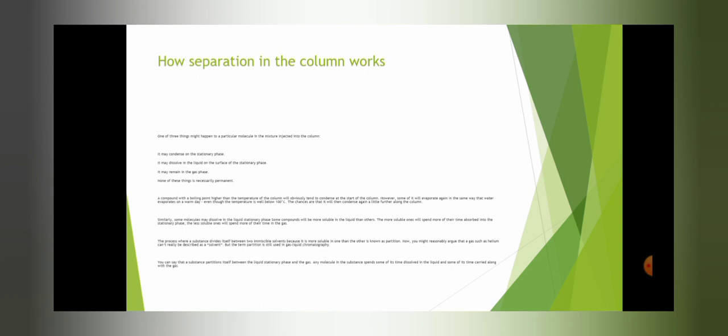Some compounds will be more soluble in the liquid than others. The more soluble ones will spend more of their time absorbed into the stationary phase. The less soluble ones will spend more of their time in the gas phase. The process where a substance divides itself between two immiscible solvents, because it is more soluble in one than the other, is known as partition. That is the definition of partition. So we can say that the substances partition themselves between the stationary phase and the mobile gas phase. Any molecule in the substance spends some of its time dissolved in the liquid and some of its time carried with the gas. And that is how separation in the column works.